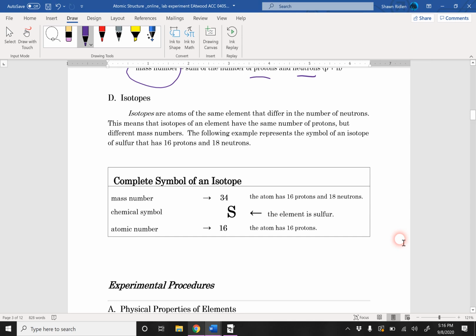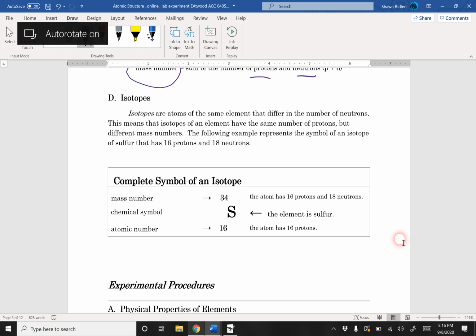Okay, so that's C. And then lastly, D. Okay, so D is isotopes. And I wanted to go over this one with a little more depth, because this is something that you might not have ever seen before. Okay, so the first thing here, let's start with a definition. Okay, so isotopes. What is an isotope?